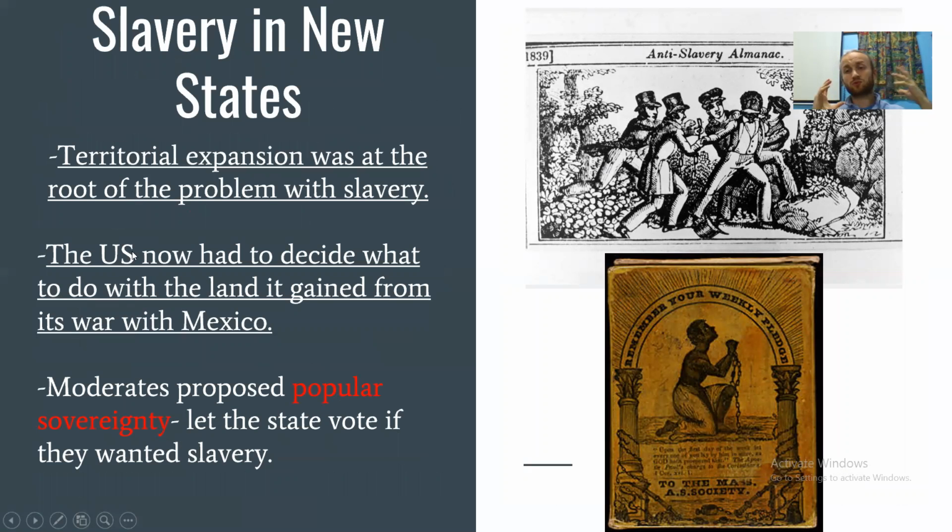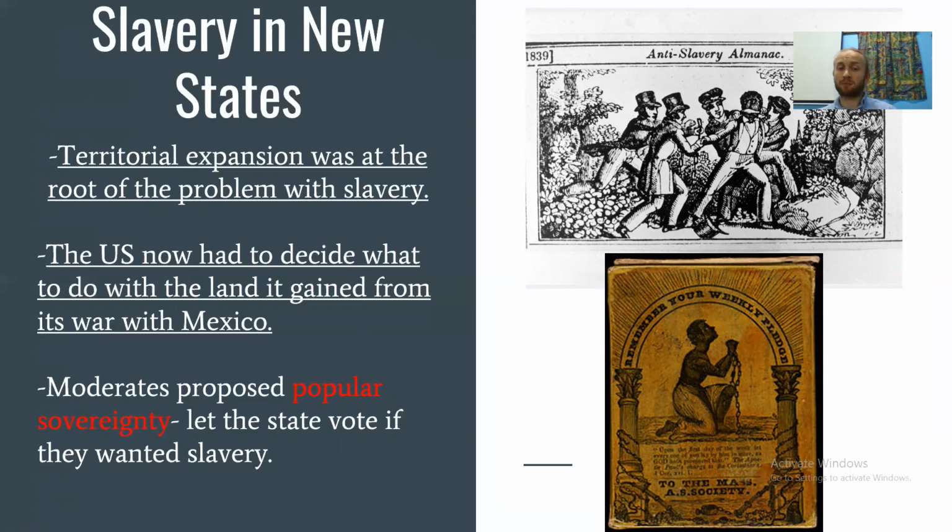So the United States was growing as well. They had fought a war with Spain and with Mexico, and gained a lot of land. The Louisiana Purchase, we talked about, a lot of land. And as the United States was growing, they had to decide what to do with these new states. Are these new states going to be slave states, or are they going to be free states? What are we going to do with these new states?